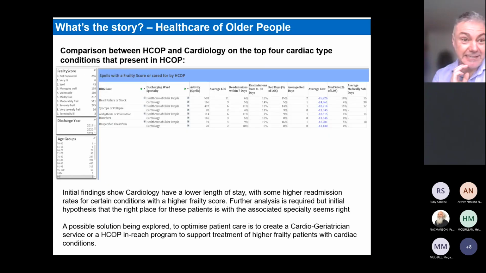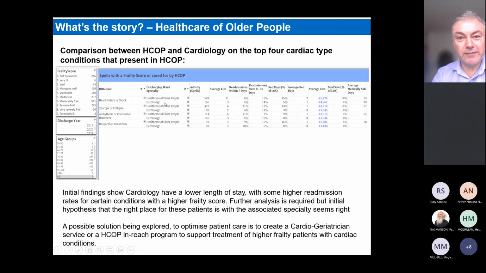And this is the dashboard. It's got the frailty scores down the left-hand side of 1 to 9. So 1 being very fit, 9 being terminally ill. And they were basically saying all of the patients 6 to 9 probably should be on an HCOP ward, but 1 to 5 don't really need to be there, especially if they've got cardiology conditions. So we picked 4 cardiology conditions: heart failure and shock, syncope and collapse, arrhythmia and conduction disorders, and unspecified chest pain.